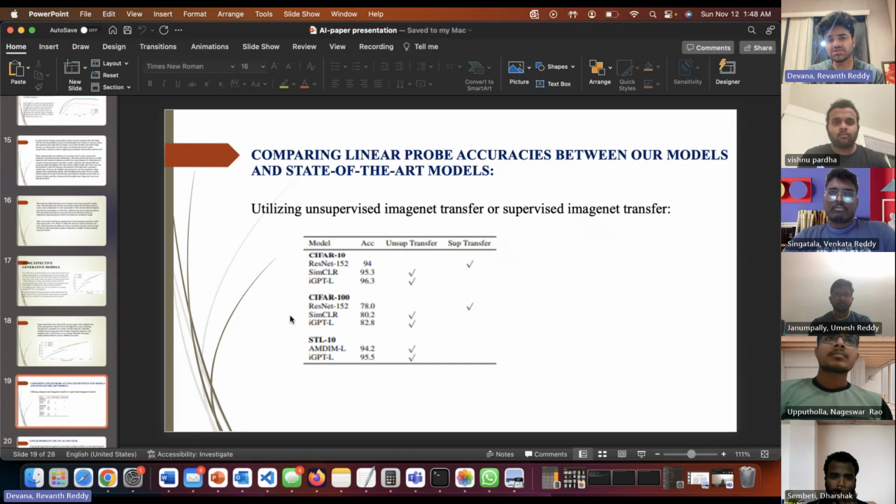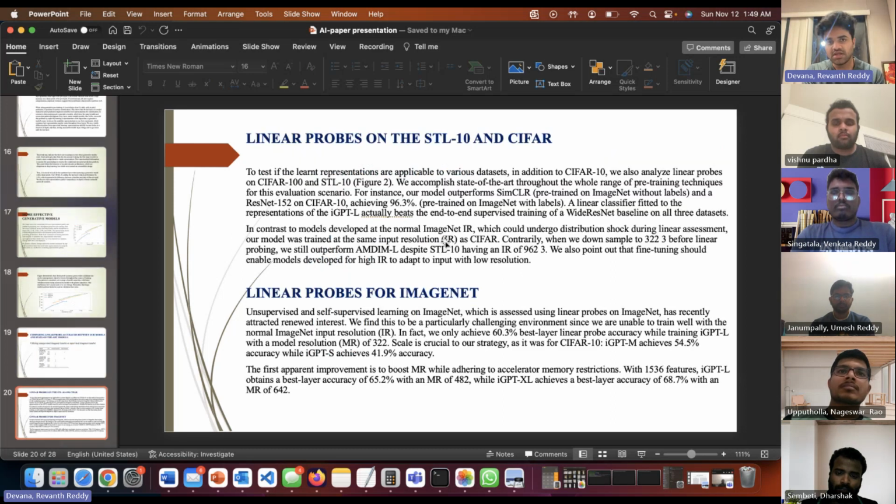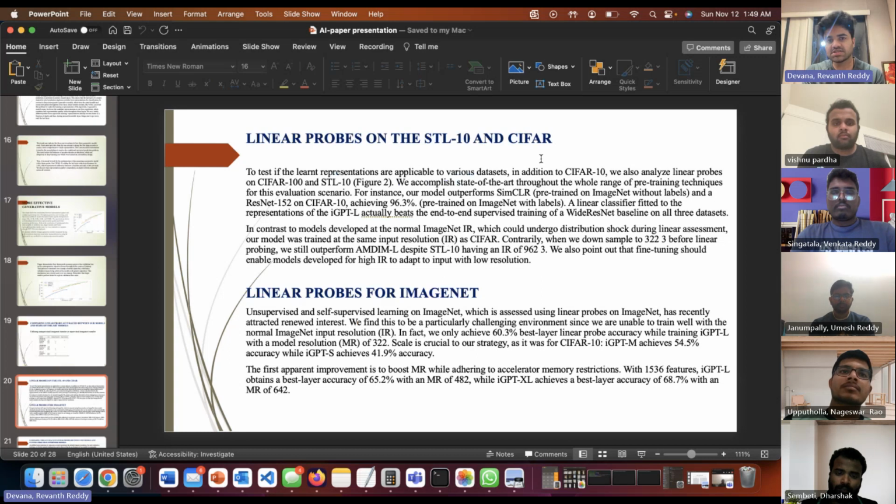These are the values which we have got for CIFAR-10, CIFAR-100 and STL-10, utilizing unsupervised ImageNet transfer or supervised ImageNet transfer. We are comparing the linear probe accuracies between our model and state-of-the-art models. Linear probes on STL and CIFAR test the learned representations, in contrast to models developed at the normal range, which could undergo distribution shock during the linear evaluation.